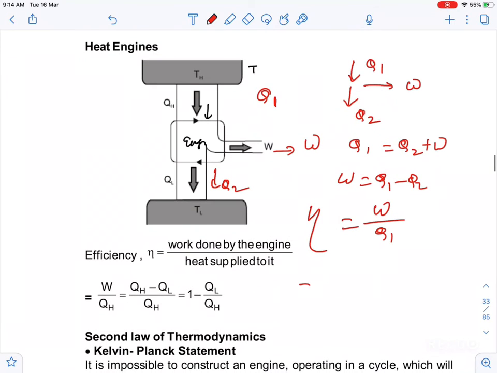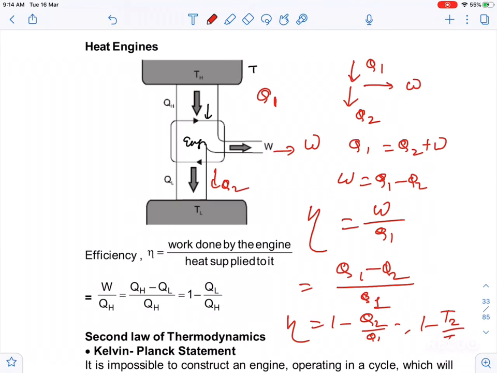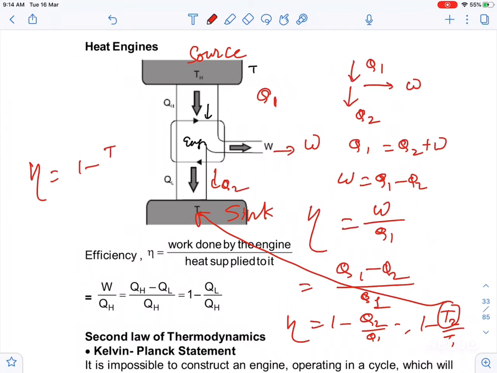And what is efficiency? Efficiency is work done upon Q1, which is (Q1 minus Q2) upon Q1, that is 1 minus Q2 by Q1. This is the efficiency formula. I also write it as 1 minus T2 by T1, where T2 is the sink temperature and T1 is the source temperature. So in a heat engine, this efficiency formula is a very important formula.